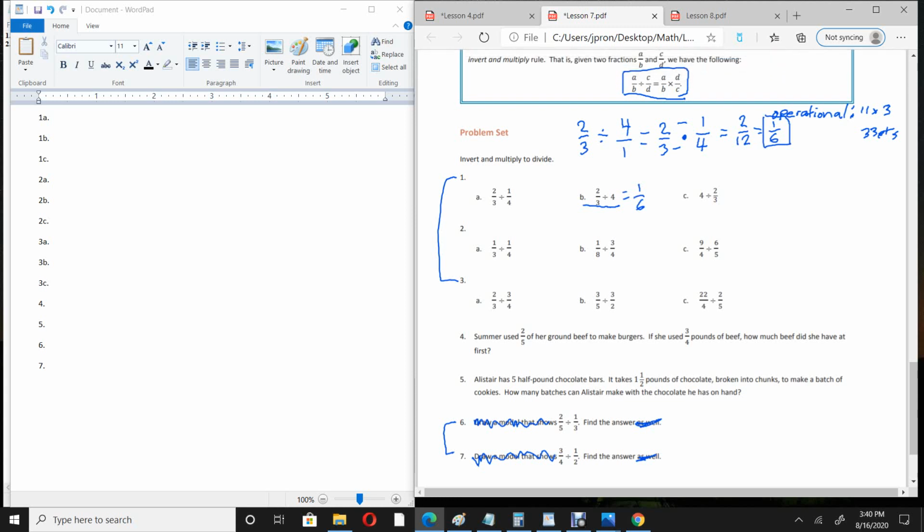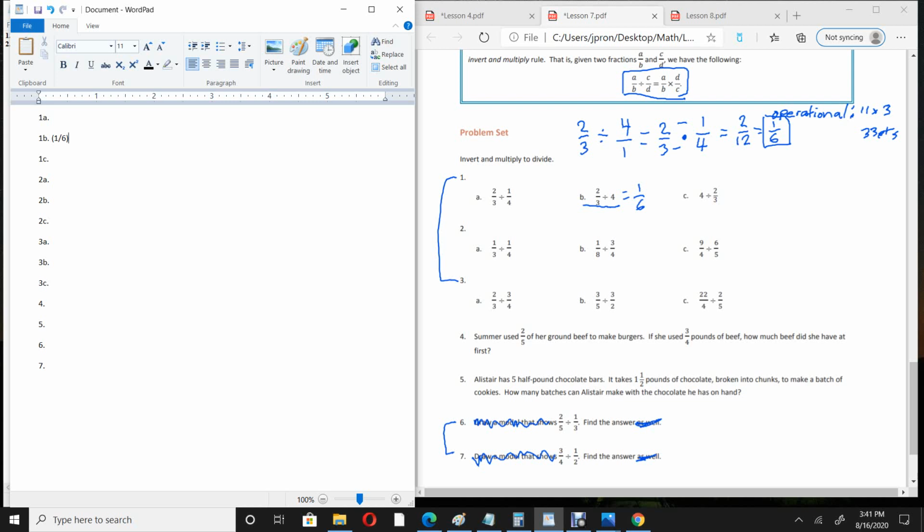So when I go to type my answer into the Google form, you're going to go to question 1B, and I'll have it as, open parentheses, because we like our fractions in parentheses. Nice and neat. 1/6. Just like that. And you just use the backslash as your fraction bar.